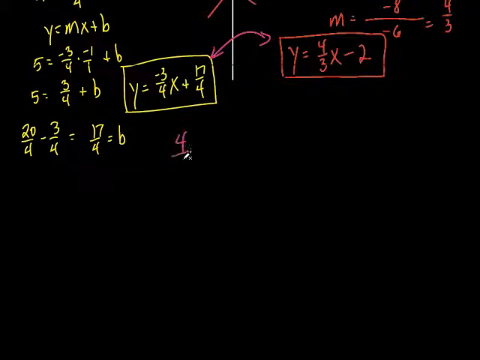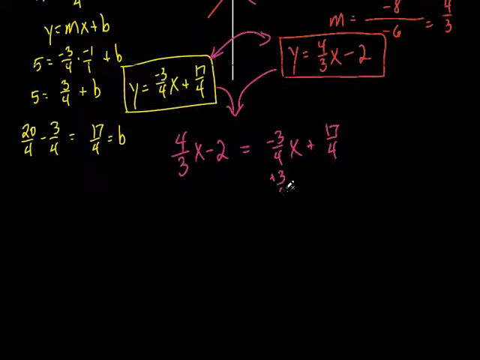So let's set it like this. 4/3 x minus 2. All right, so see what I'm doing? I'm taking both of these equations and I'm setting them equal to each other. So I take that one, set it equal to this one. It's a little ugly because they're fractions, but let's just deal with the fractions, okay? So watch what we do. Let's add a 3/4 x to both sides. All right, that'll cancel. Let's add a 2 to both sides.